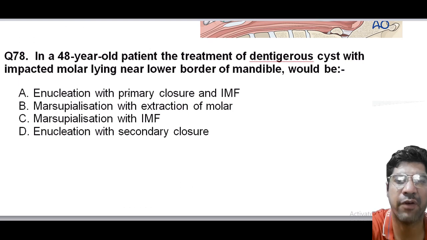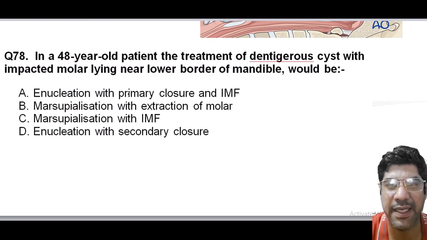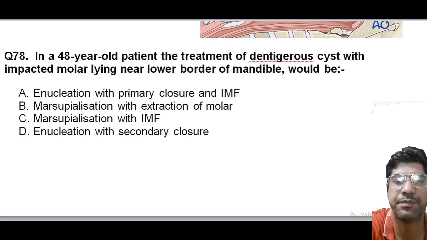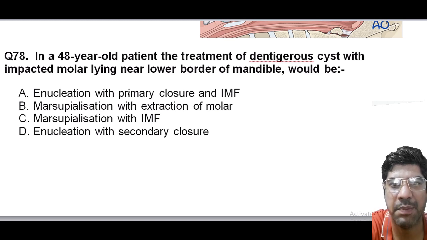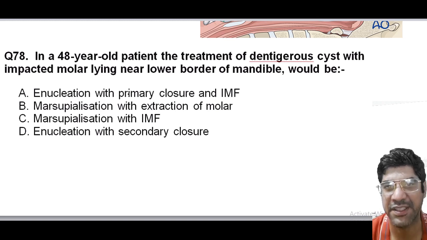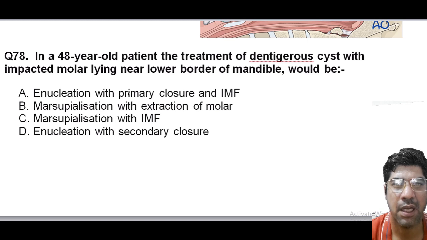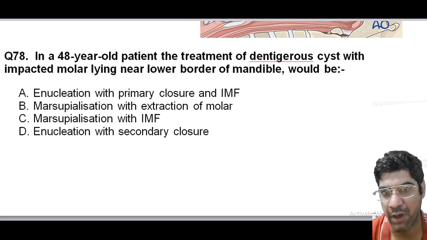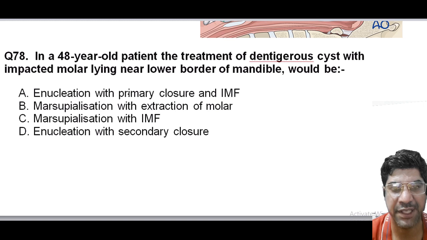In a 48-year-old patient with a dentigerous cyst with impacted molars lying near the lower border of mandible, treatment would be marsupialization with IMF. Marsupialization is the process in which an opening is created in the cystic lining, allowing for the continuous drainage and decompression of the cyst.